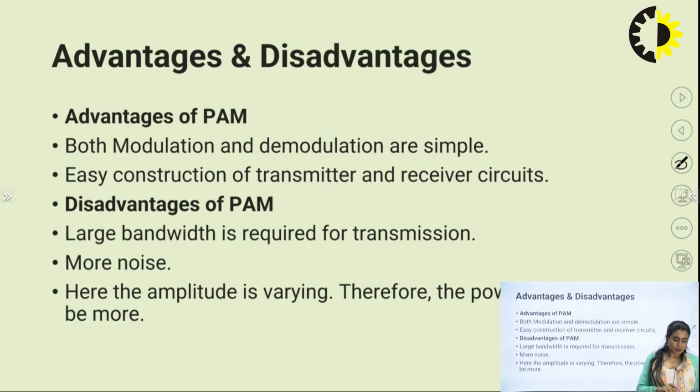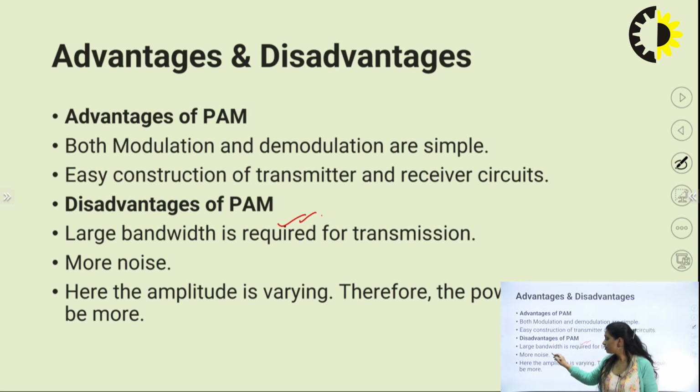Now, what are the advantages of a PAM signal? Both modulation and demodulation are simpler here. The construction of the transmitter and receiver is easier here. And if I talk about the disadvantages, it requires large bandwidth. The transmission bandwidth required for a PAM signal is too high.